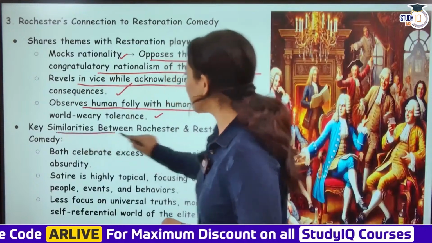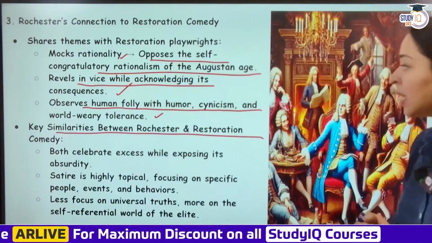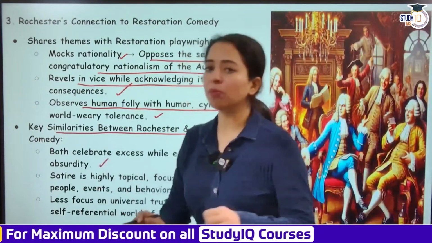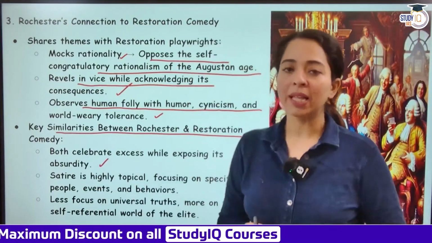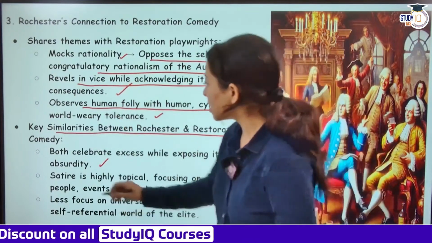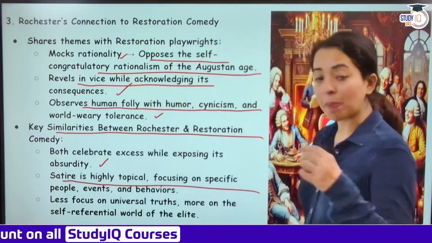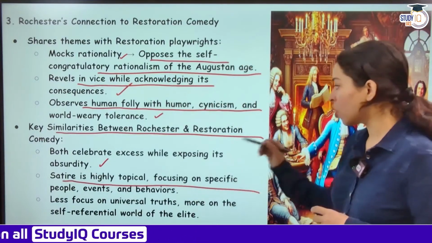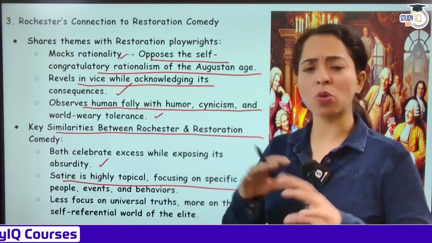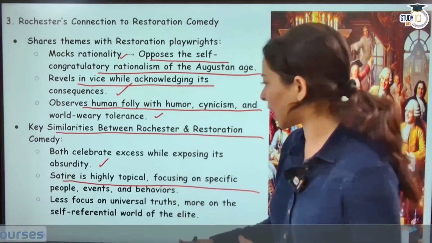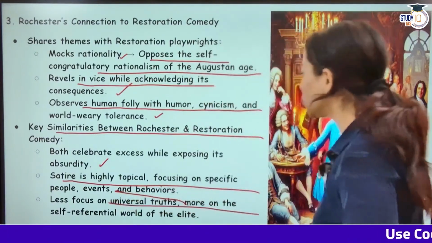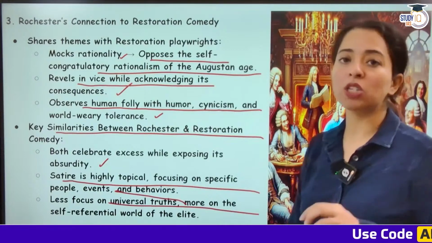Key similarities between Rochester and Restoration comedy: both celebrate excess while exposing its absurdity. So both were trying to show the excesses and their absurdity. Satire is highly topical. The most important thing in their work was satire, focusing on specific people, the political climate, the social and political situation at that time, events and behaviors. It was less focused on universal truths, more on the self-referential world of the elite.